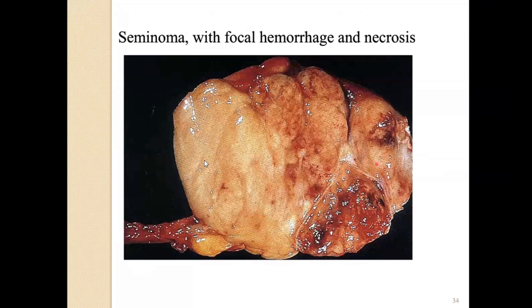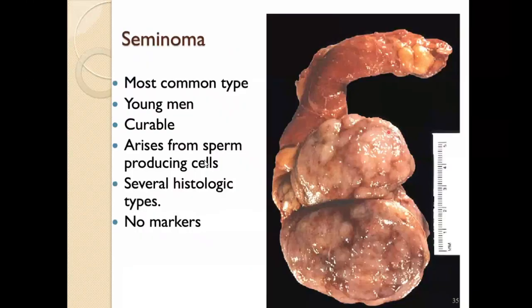So here there is an image, say hemorrhage. I think we can appreciate it, but maybe necrosis is not easy to appreciate here. Another one, you see that it is lobulated here. It forms like lobules. So seminoma affects young men, 40 and 50 years.